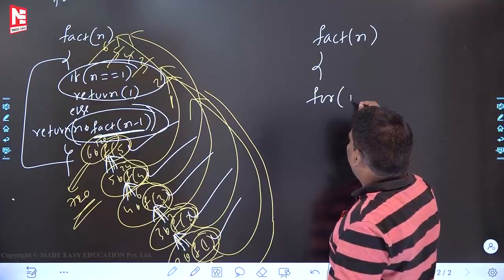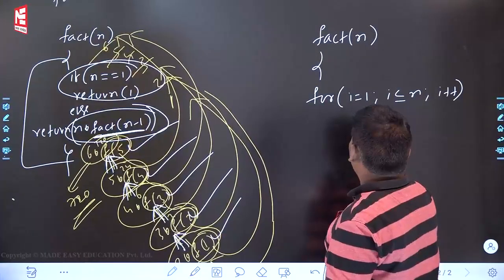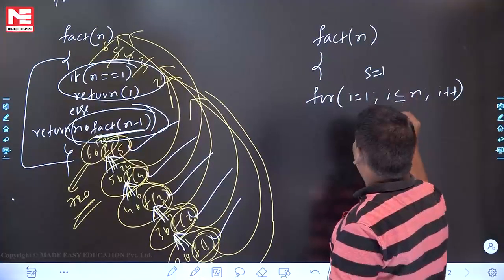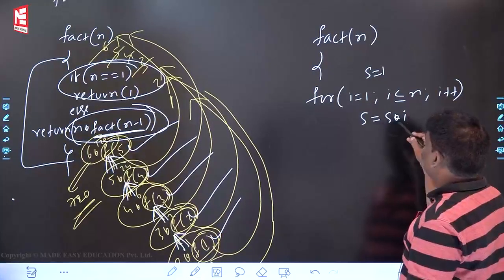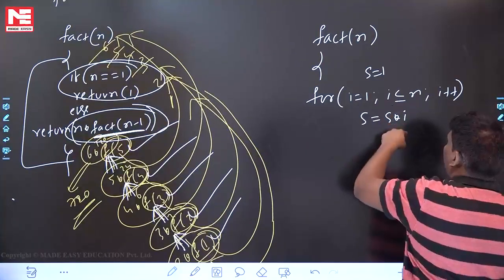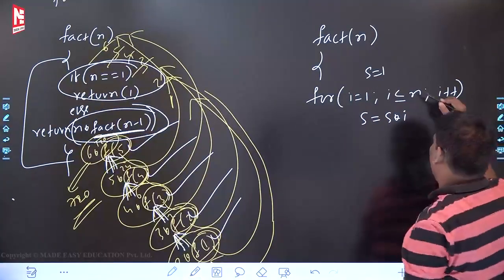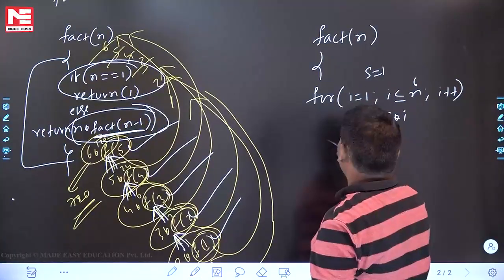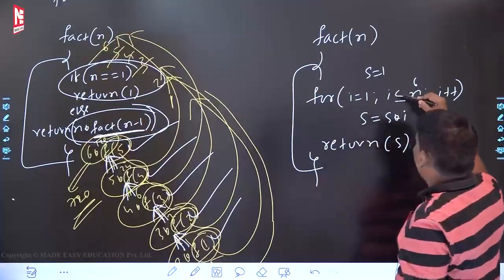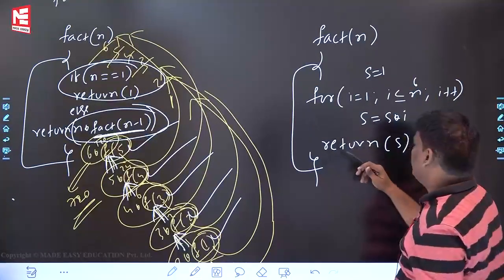For i is equal to 1, i less than or equal to n, i plus plus. Initially s is 1. Then s is equal to s into i. Initially s contains 1, so 1 into 1 is 1. Afterwards i becomes 2, that will be multiplied by 2, then by 3, then by 4, and so on until n value becomes 6. Whenever this loop is over, return s. Then it will give the factorial. First i value 1 multiplied, 2 multiplied, 3 multiplied, and so on up to 6. Whenever i value becomes 7, out of the for loop, then return s.